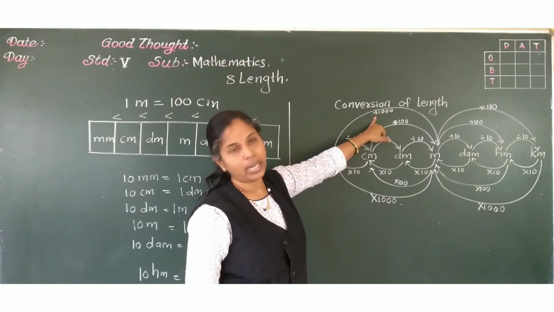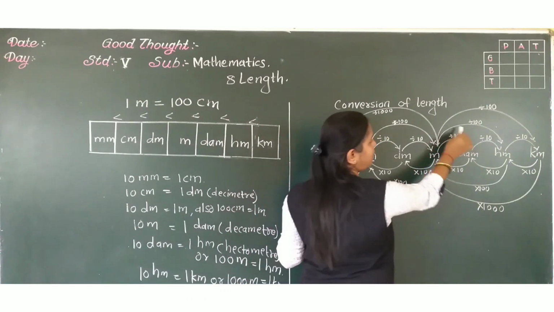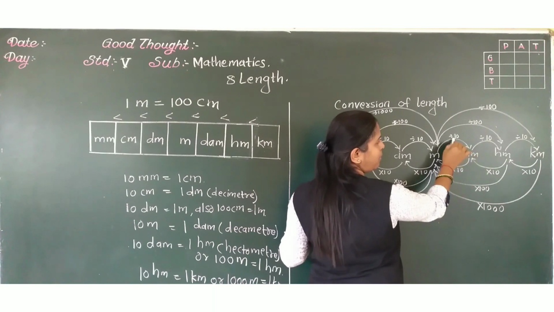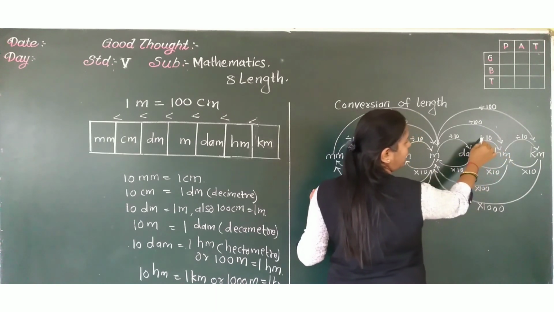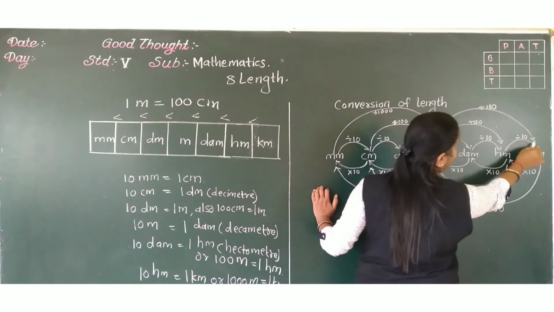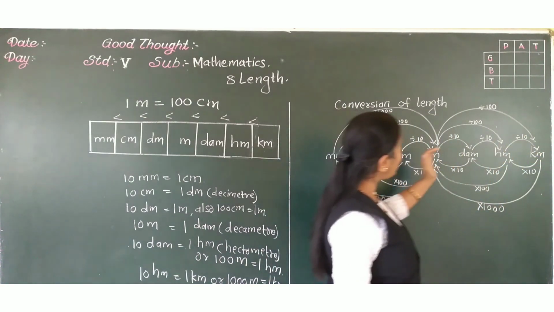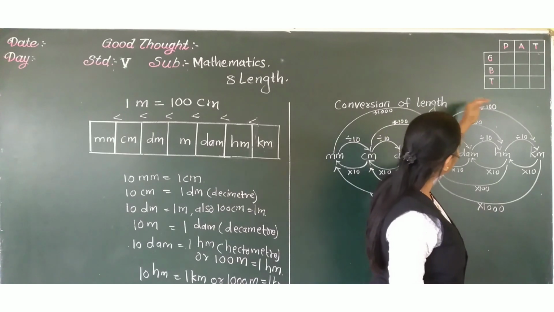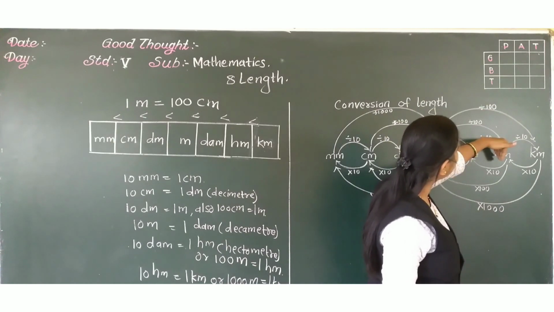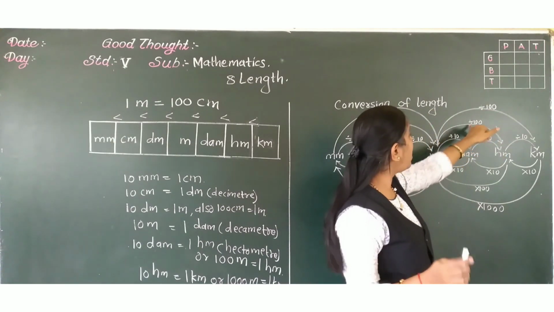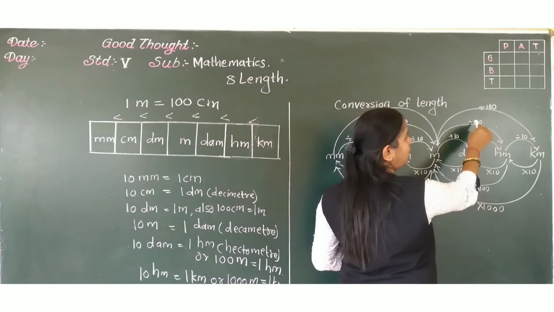So if you want to convert millimeter into meter, you will have to divide it by 1000. Now next, here also same, meter to decameter divided by 10. Decameter to hectometer divided by 10. And hectometer to kilometer divided by 10. If you want to directly convert meter to hectometer, divide by 100. Why 100? Because 10 into 10, 100.